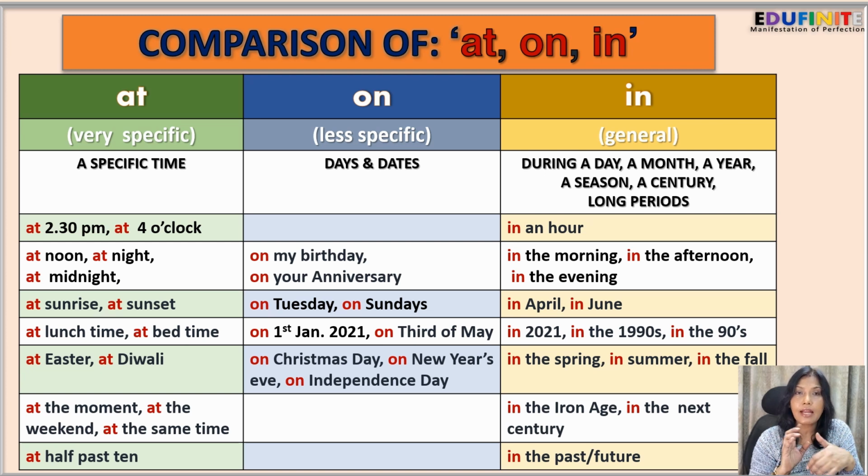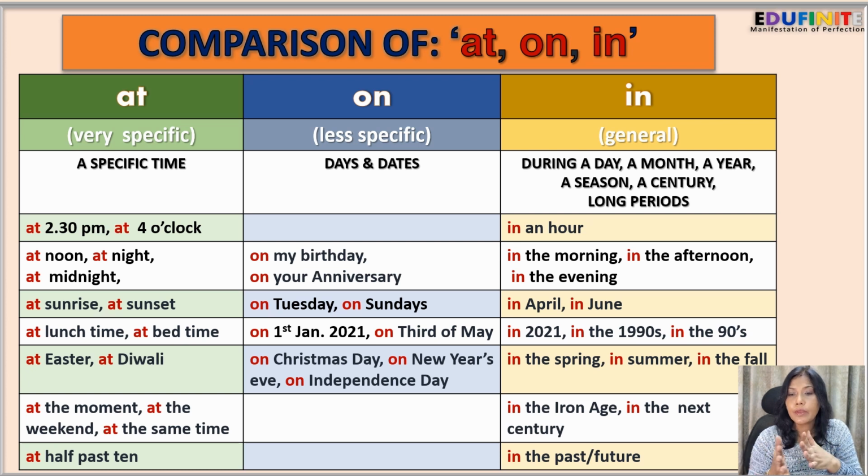At specific time means at 2:30 p.m. or at 4 o'clock, any specific time. But with on we don't focus on time. In is used like in an hour. Okay, that way we refer to time. Next, specific times throughout the day: at noon, at night, and at midnight. So these are 3 points where we use at. Whereas on is used on my birthday, on particular days, on your anniversary, okay?